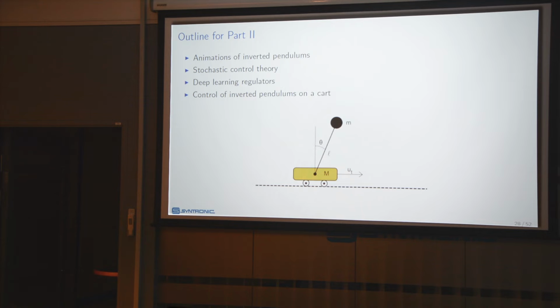So there's a cart which is moving without friction, and there's a joint here without friction in the simulations, and the pendulum is free to swing, and we want to control the force U to make the pendulum stand upright, and we usually want to start from a downward position.